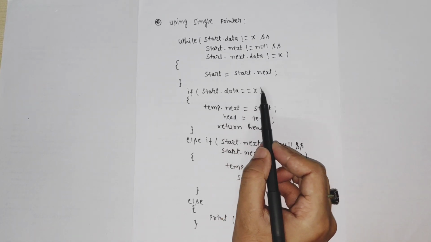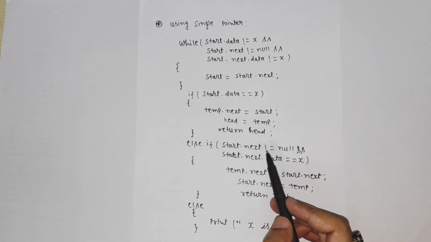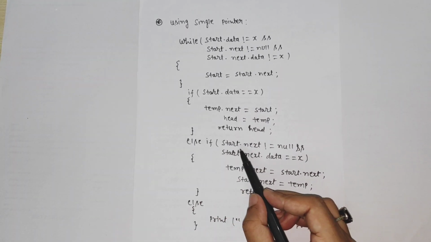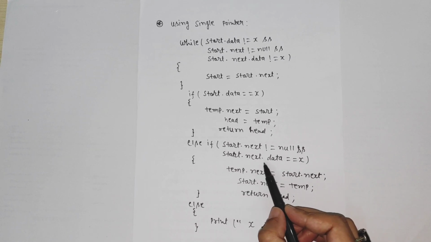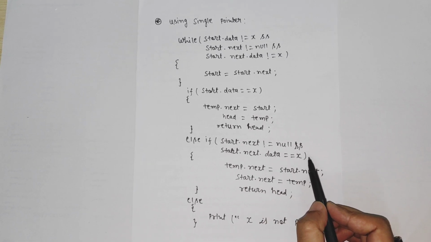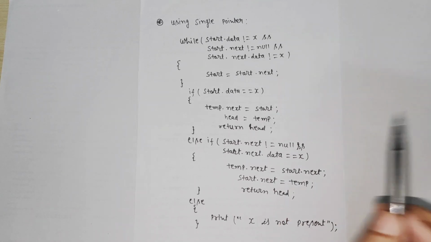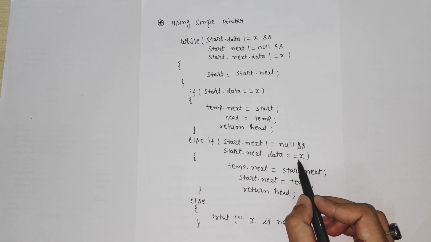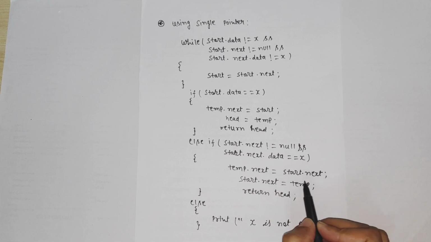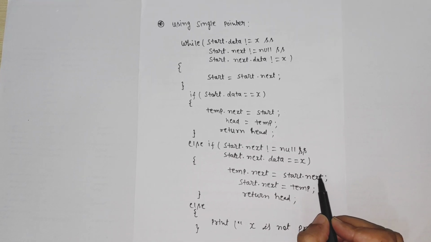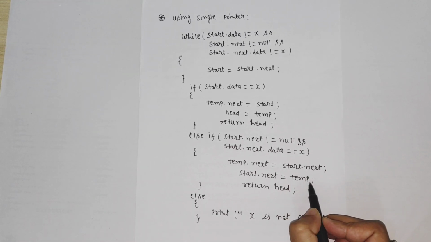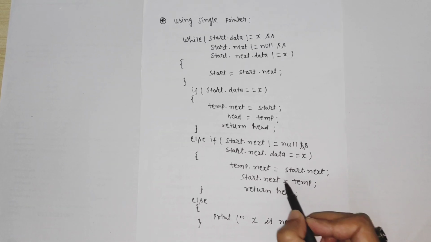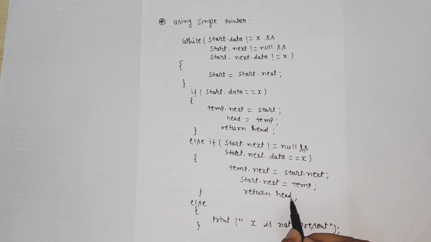Suppose this condition is false, then there can be another condition like start.next not equal to null and start.next.data equal to x. It means that next node data part is our data x. In that case we will assign start.next to temp.next and we will assign the temp address to the start.next field and we will simply return the head node.